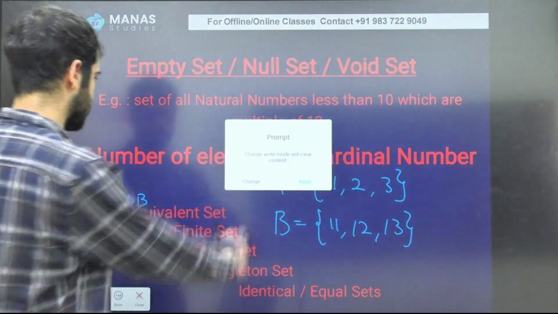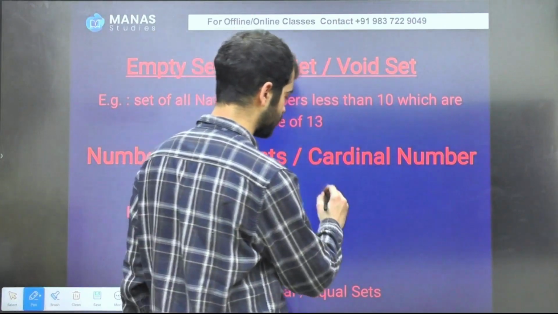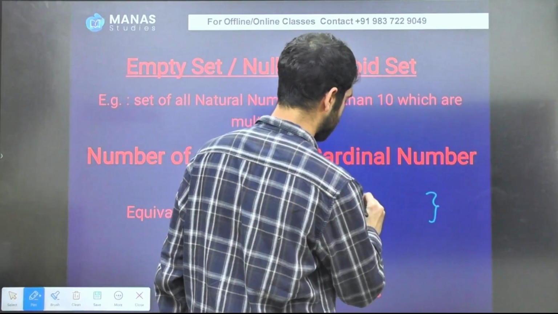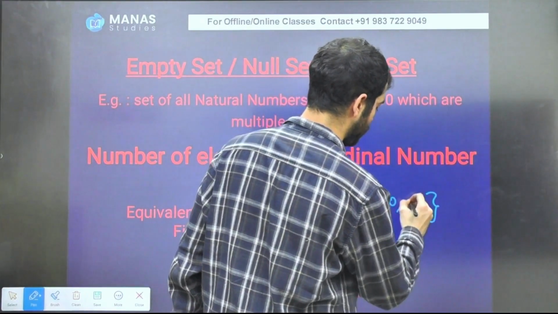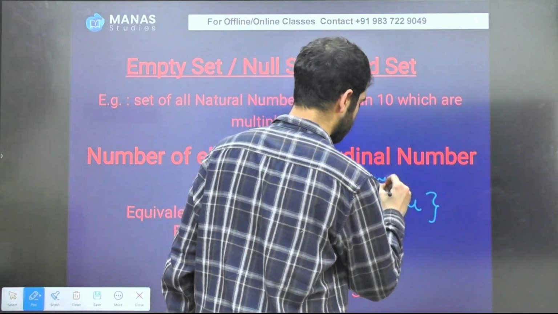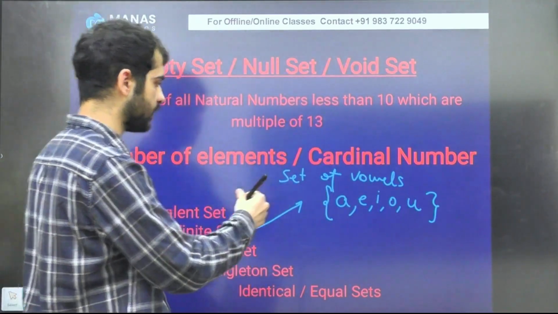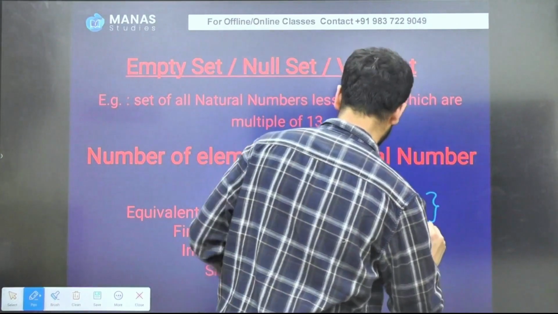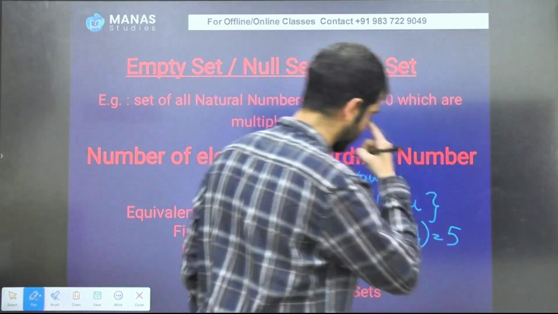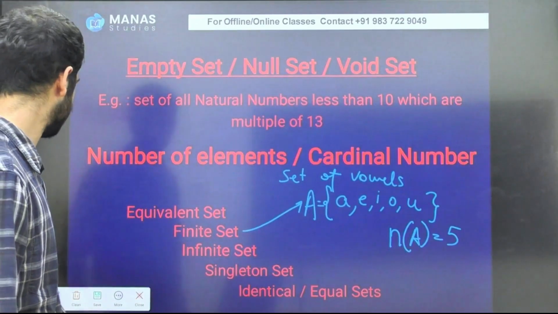Now let's look at another classification, that is a finite set. Finite sets are those which contain elements which are countable. Let's say it contains A, E, I, O, U. So it's a set of vowels. The set of vowels contains 5 elements. So the cardinal number of this set would be 5 and it's written as n. Let this be set A. So the number of elements in set A is equal to 5. And because the number of elements is countable, therefore it is going to be known as a finite set.